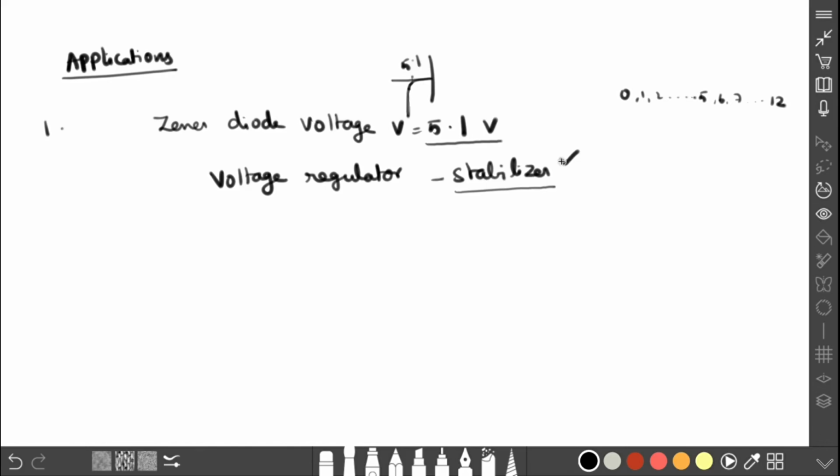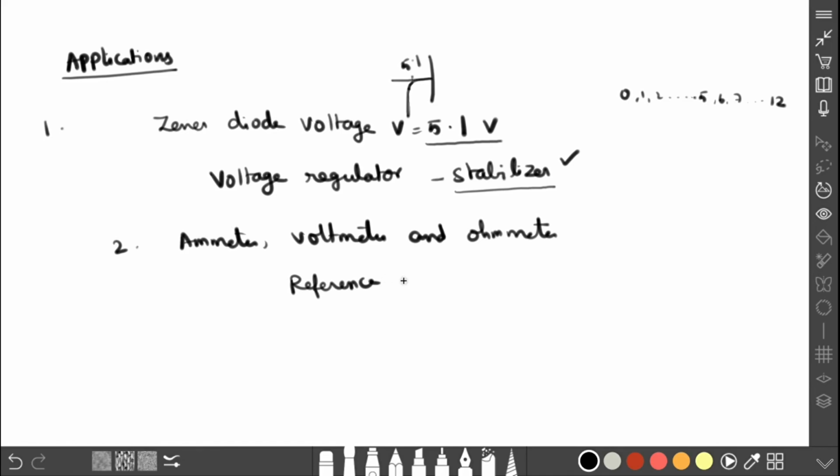This is the main application, and it is also preferably used in ammeter, voltmeter, and ohm meter, because the reference voltage is required. In the case of these three meters, we need the reference voltage, so the Zener diode is used here also. So the main application is the voltage regulator, that is nothing but a stabilizer, and moreover it is used in ammeter, voltmeter, ohm meter because it has to maintain the reference voltage. So these are the applications of the Zener diode, right?